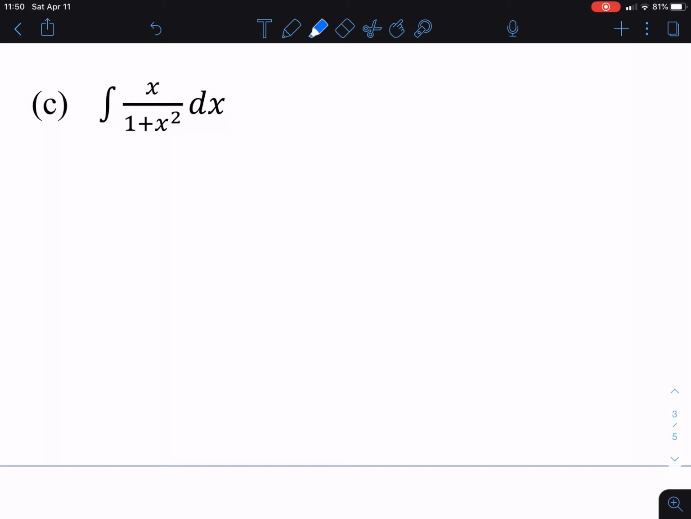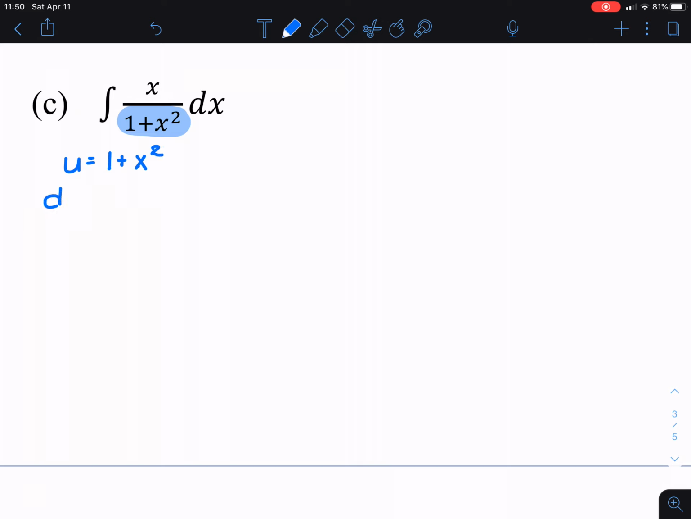In this example, we're taking a look at the indefinite integral of x over 1 plus x squared dx. So again, I'm going to look for my inside function. In this case, it's going to be the part in the denominator, 1 plus x squared. That's going to be my function u. So u is equal to 1 plus x squared.